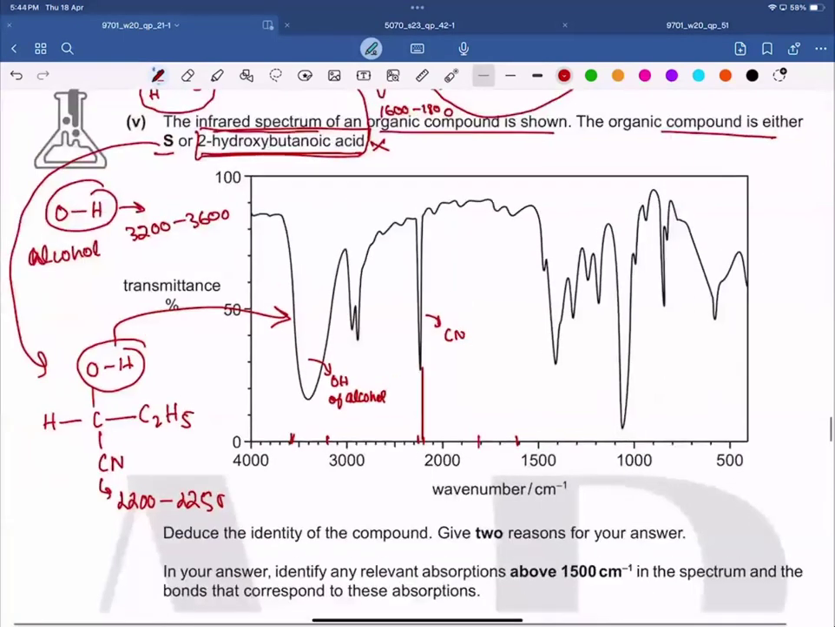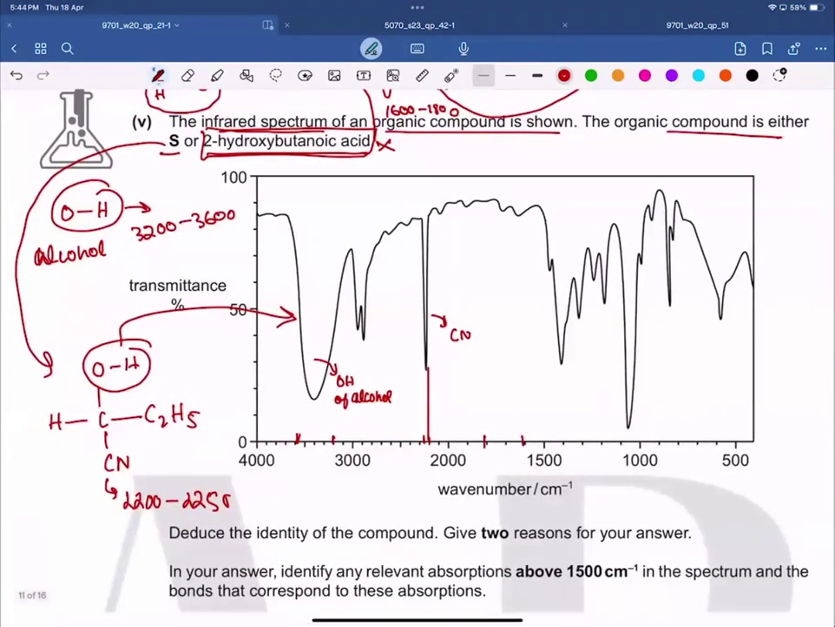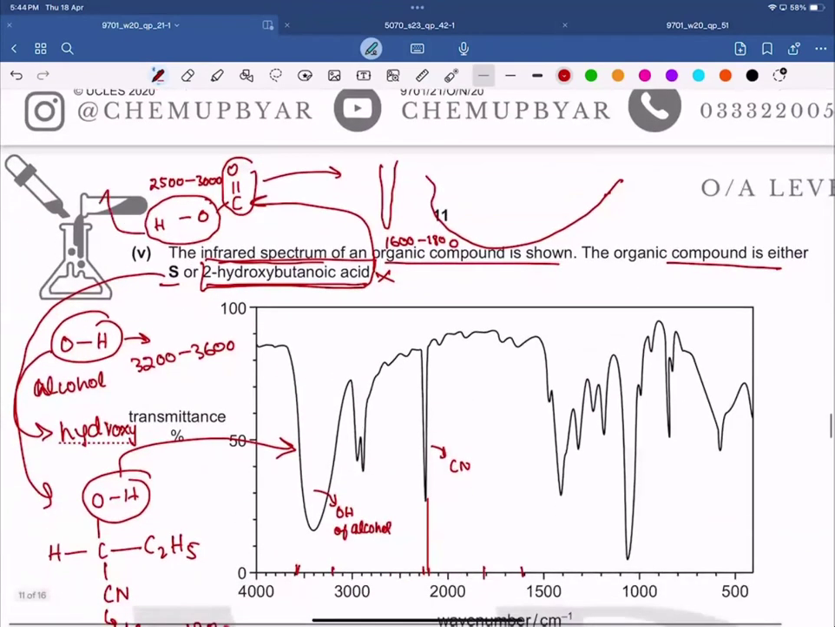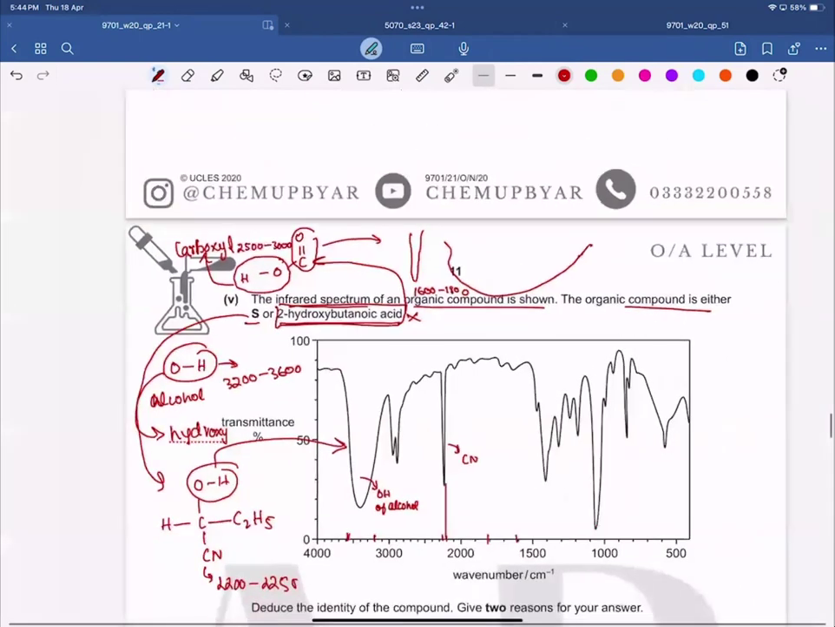Okay, so there are two more different things that you are going to see in the marking scheme. OH of alcohol is called hydroxyl, and OH of carboxylic acid is called the OH of carboxyl. So these terms you can observe in the marking scheme for carboxylic acid and alcohol. Is this clear to all of you?